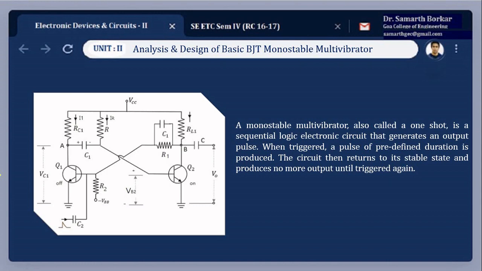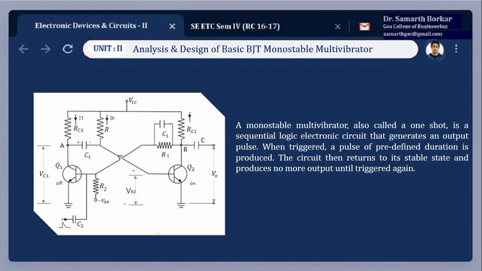It remains in quasi-stable state for a time depending on circuit constants. After this time, the circuit returns to its stable state and remains in this state till the next trigger pulse is applied. Thus, it gives a single output pulse of desired duration for every input trigger pulse. It has one energy storing element.